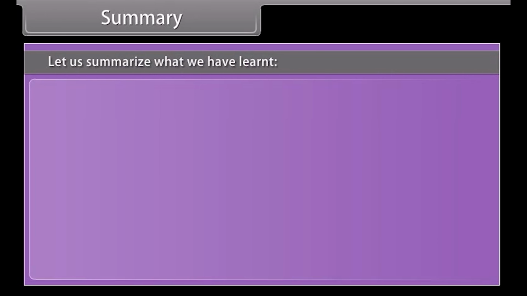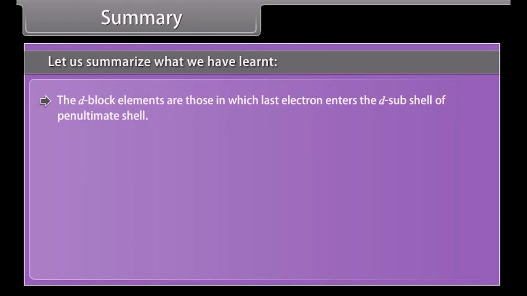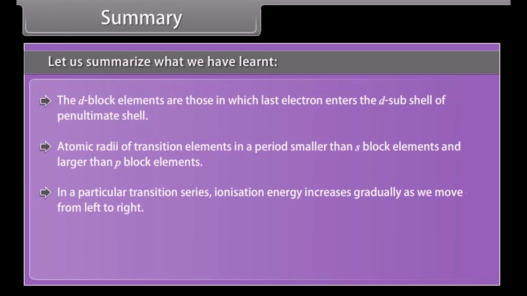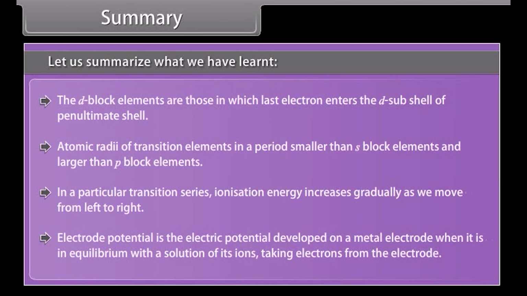Summary. Let us summarize what we have learned. The d block elements are those in which the last electron enters the d subshell of the penultimate shell. Atomic radii of transition elements in a period are smaller than s block elements and larger than p block elements. In a particular transition series, ionization energy increases gradually as we move from left to right. Electrode potential is the electric potential developed on a metal electrode when it is in equilibrium with a solution of its ions, taking electrons from the electrode.